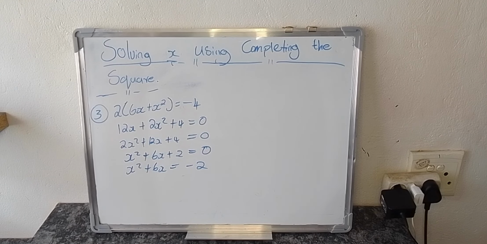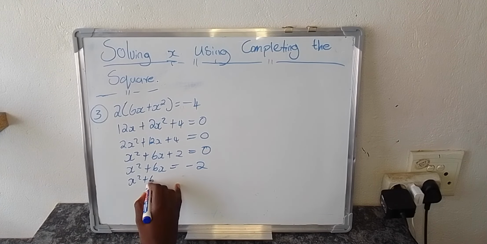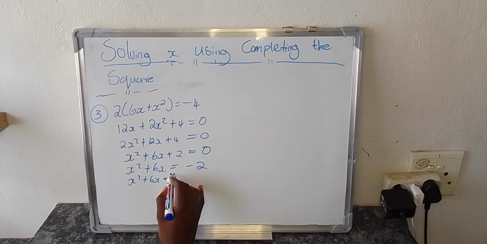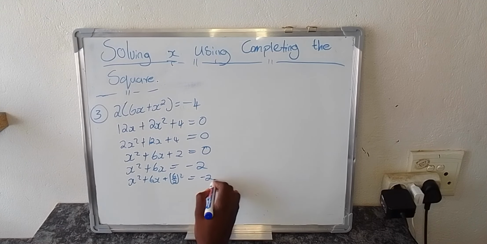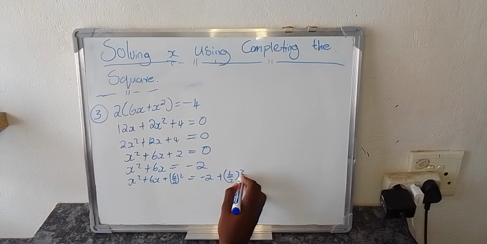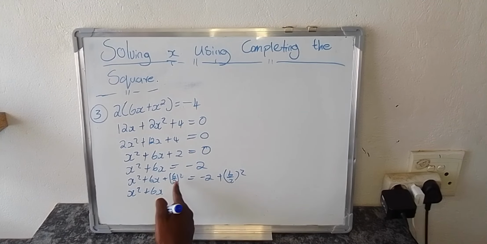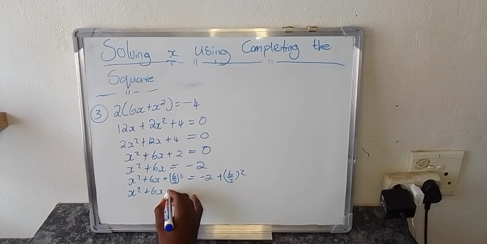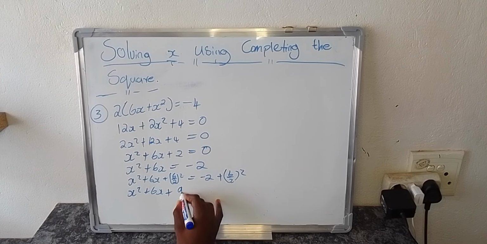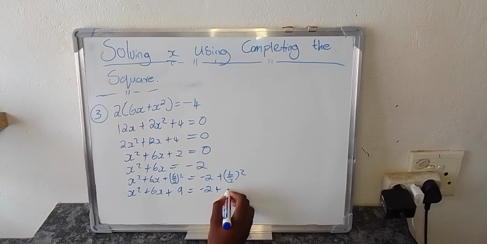Meaning we are going to divide 6 by 2 and then square the answer, then write the answer on both sides, because what we do at the right hand side we're also going to apply at the left hand side. Meaning we're going to have x squared plus 6x plus 6 divided by 2, then we square it, is equal to negative 2 plus 6 divided by 2, then we square it. Then from there we simplify, and we're going to have x squared plus 6x, 6 divided by 2 is 3 and 3 squared is 9, plus 9 is equal to negative 2 plus 9.